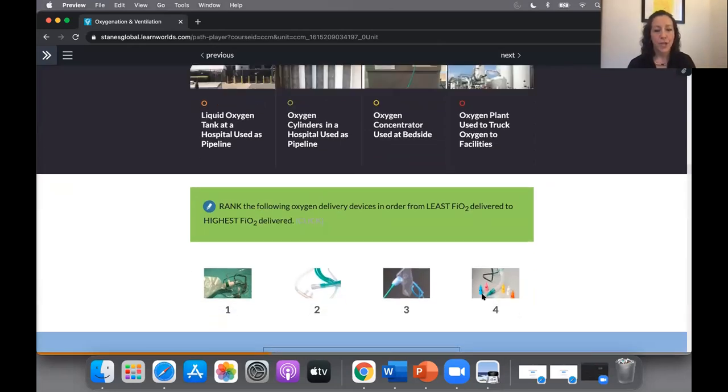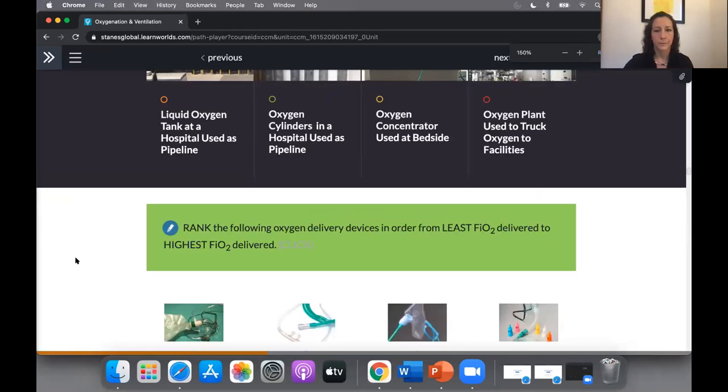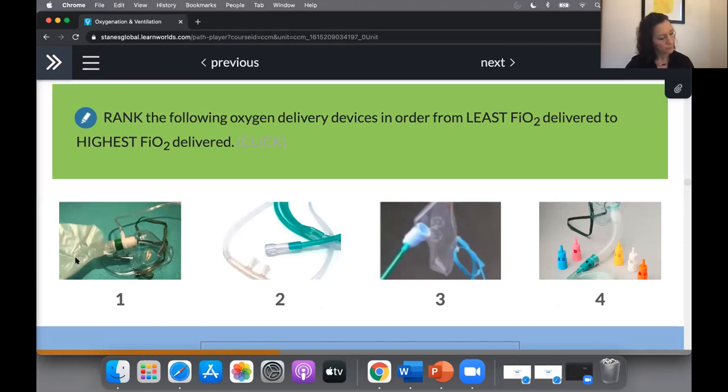Here's another challenge for you. Rank the following oxygen delivery devices in order from least FiO2 delivered to highest FiO2 delivered. Number one is an oxygen mask with a reservoir bag. Number two is a nasal cannula. Number three is a simple mask, and number four is a Venturi mask with valves. I'll give you just a few more seconds to answer. Put them in order, least to highest.